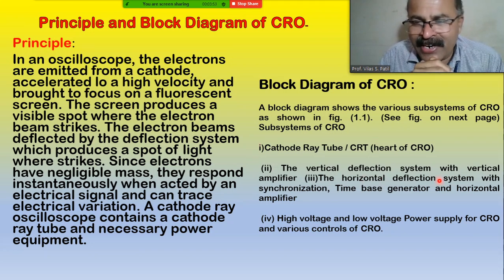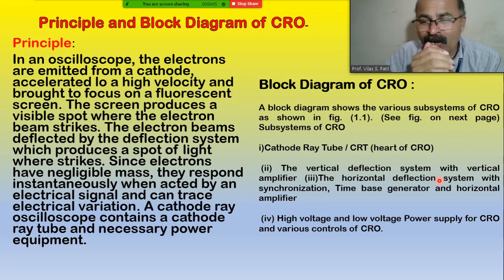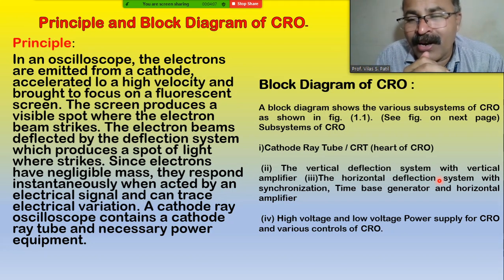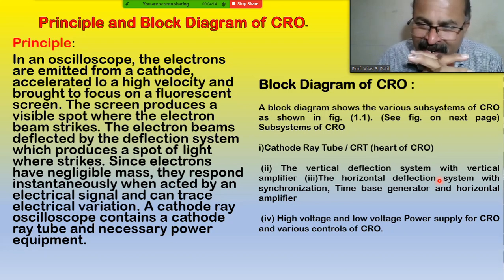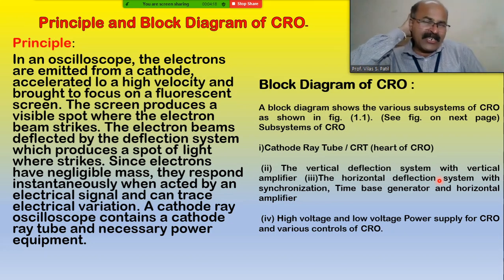We know that in the deflecting system there are two pairs of plates. One is the vertical deflection plate, placed horizontally. It moves the electron beam, or the light beam, up and down in the y direction, in the vertical direction, and hence it is known as the vertical deflection system. Then the second block is the vertical deflection system.